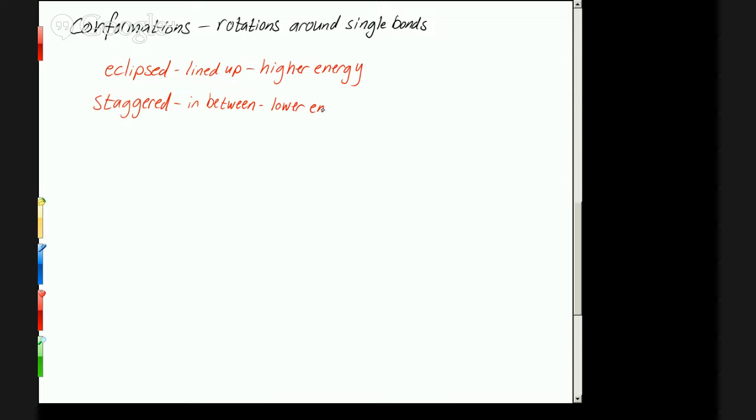And this is generally lower energy. Why do you think that is? First, let's remember, what does it mean for something to be higher or lower energy? We're talking about stability. What's more stable? Lower energy or higher energy? Lower. So what we're saying here is that the staggered conformation, where they're split like this, is more stable than the higher energy eclipsed, when they're lined up. Why do you think that is?